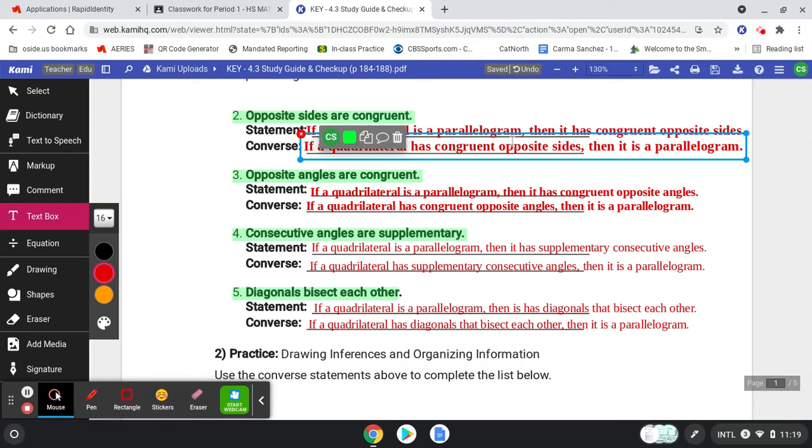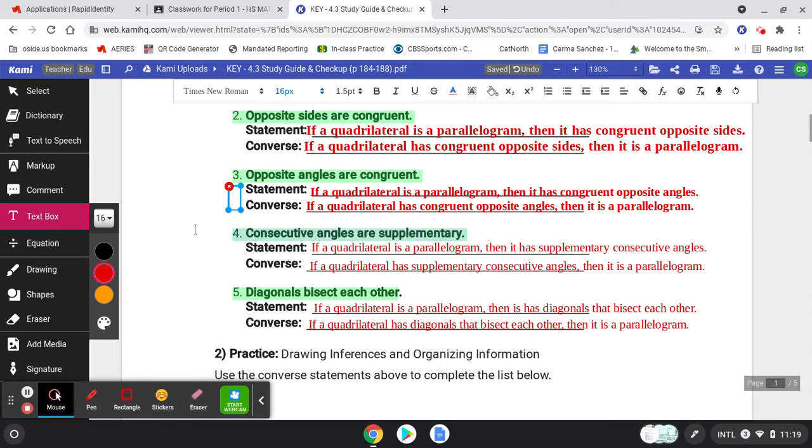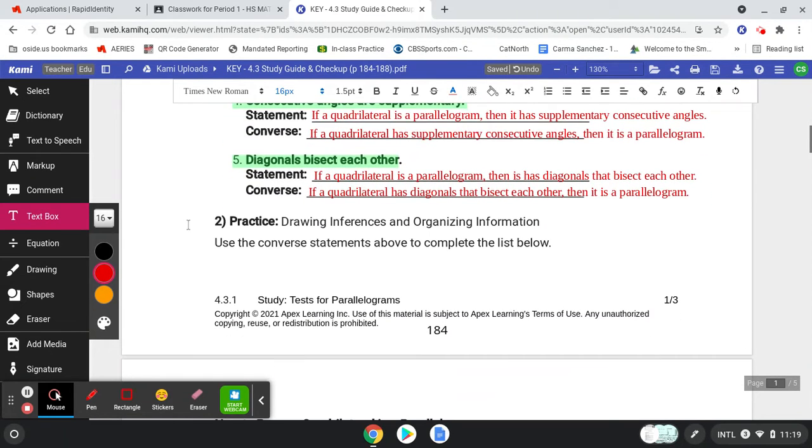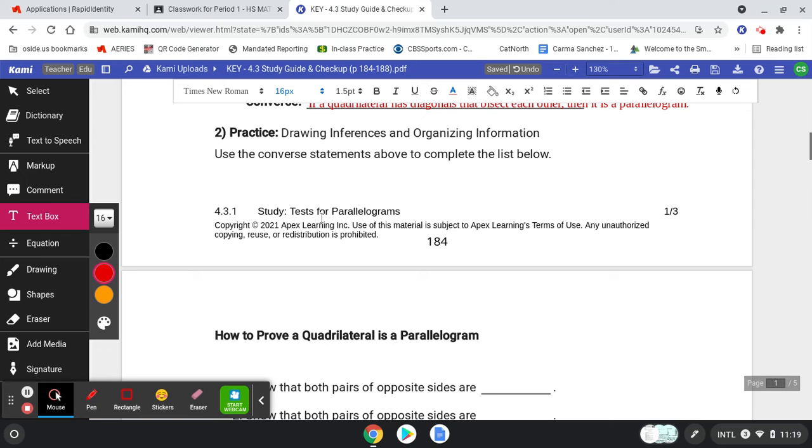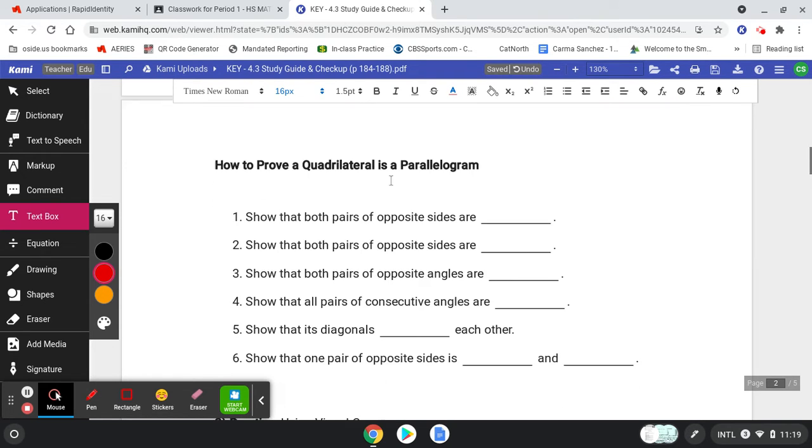Okay, so writing if-then statements from the properties and writing the converse of those, which is basically just reversing the if and the then parts. Okay, now let's use the converse statements to complete the list below. So go take a peek here.